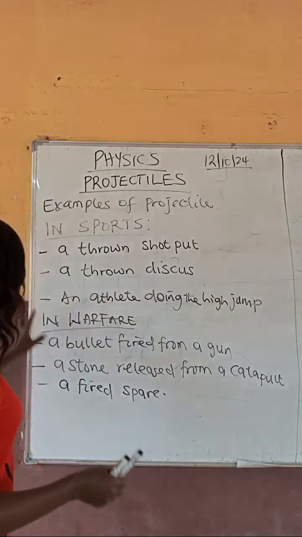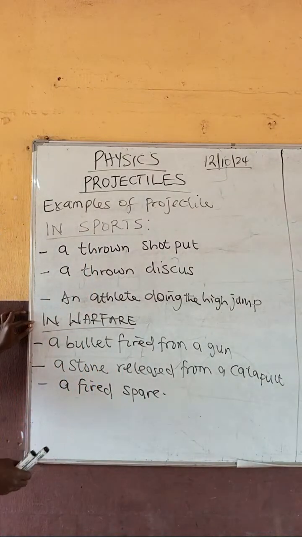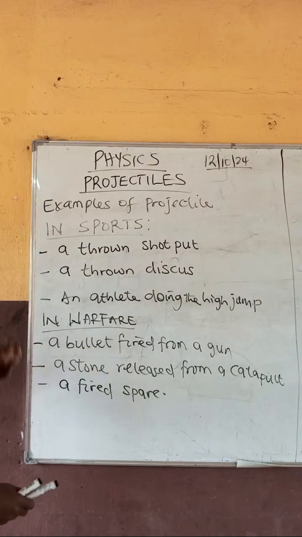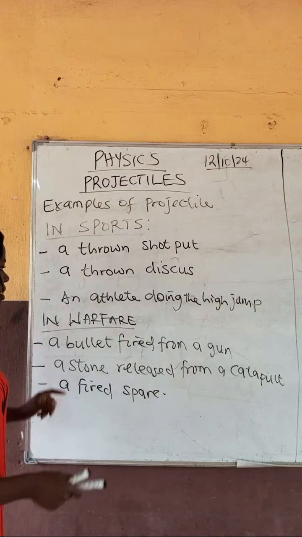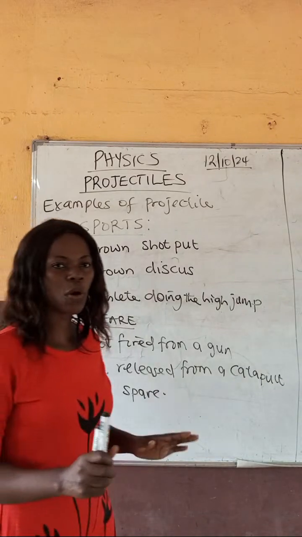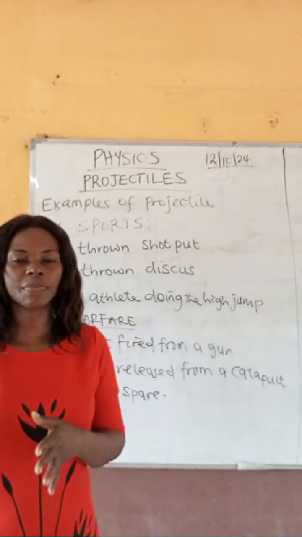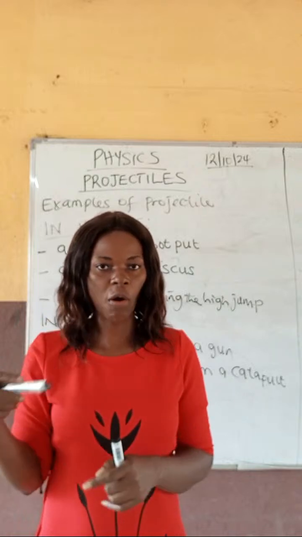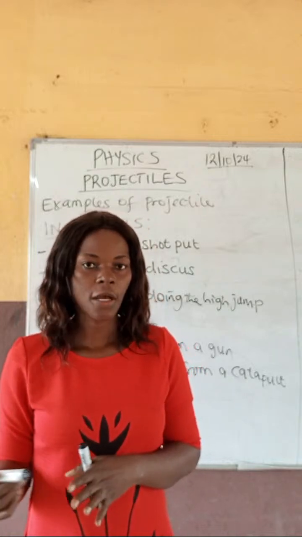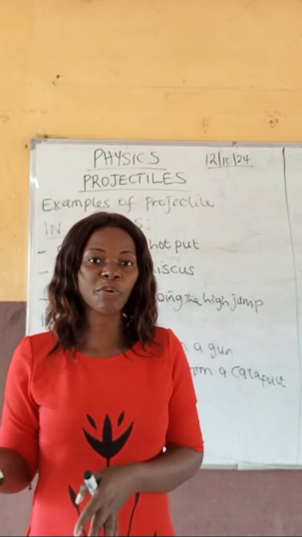Okay? So now, looking at the warfare, we have a bullet fired from a gun, a stone released from a catapult, then a fire sphere. This one, the object too must perform this movement. The object too must take this shape of a parabolic path for it to be said to be a projectile.